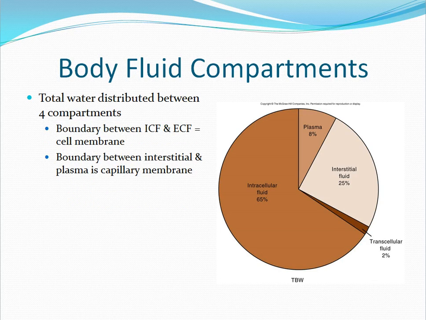There are 2 main boundaries that separate these compartments. The first boundary is the cell membrane. This separates the intracellular fluid from the extracellular fluid. And then the other boundary is the capillary membrane. This separates the interstitial fluid from the plasma inside of our blood vessels.